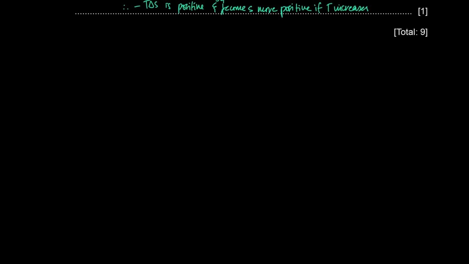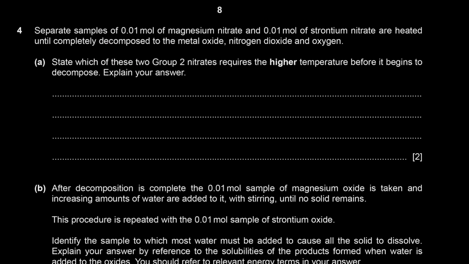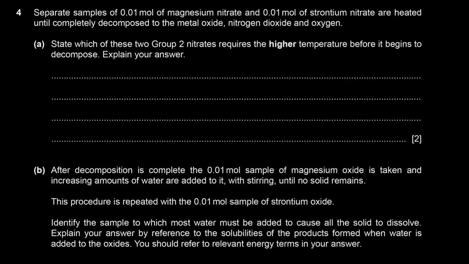Next question that we have here is question number 4. Separate samples of 0.01 moles of magnesium nitrate and 0.01 moles of strontium nitrate are heated until completely decomposed to the metal oxide, nitrogen dioxide, and oxygen. State which of these two nitrates requires the higher temperature before it begins to decompose. So which is more thermally stable?